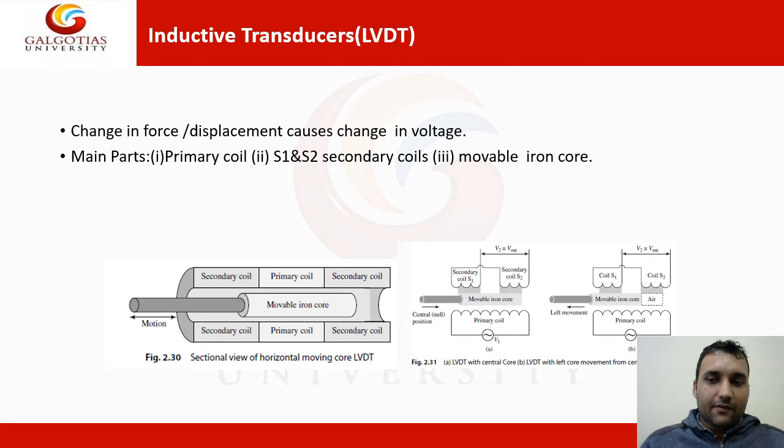Next is the inductive transducer, that is LVDT, linear variable differential transformer. A change in force or displacement causes a change in voltage. The main parts are the primary coil, this is the primary coil, the secondary coils, these are both secondary coils, and this is the movable core. When the movable core moves, there is a change in inductance that is measured using this system.